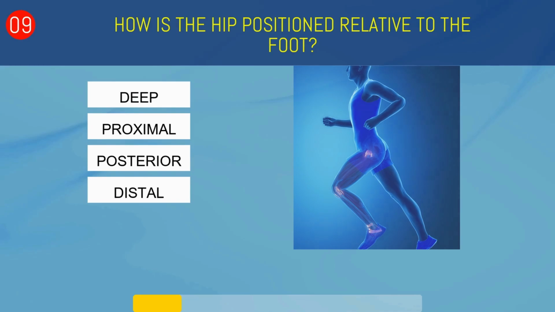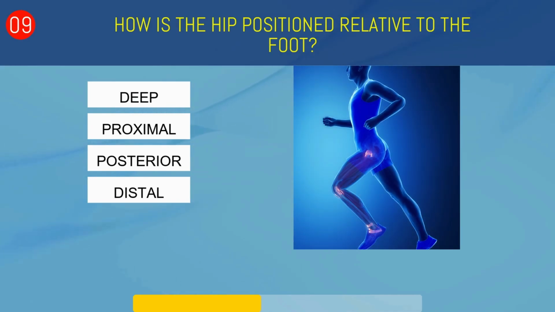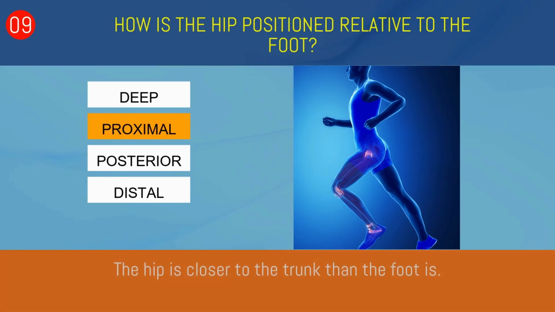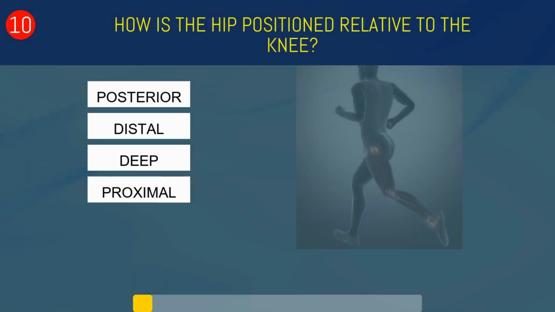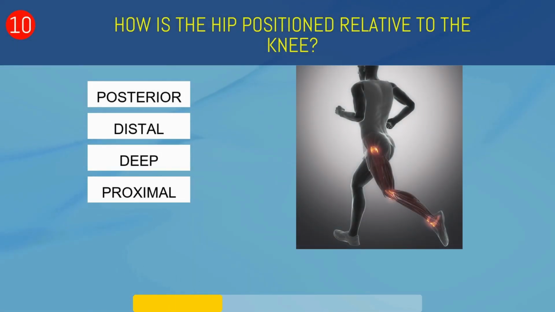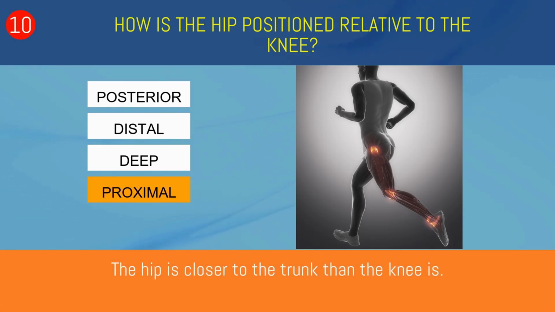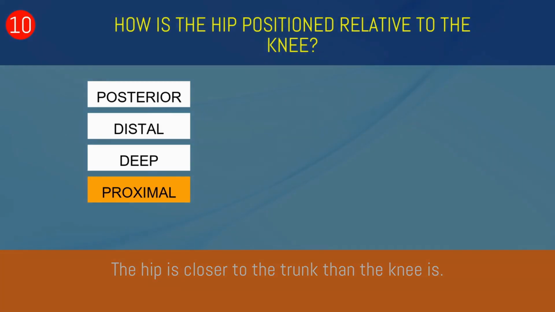How is the hip positioned relative to the foot? Deep, proximal, posterior, or distal? Proximal. The hip is closer to the trunk than the foot is. How is the hip positioned relative to the knee? Posterior, distal, deep, or proximal? Proximal. The hip is closer to the trunk than the knee is.